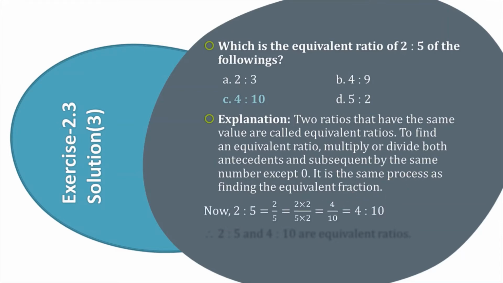Now 2:5 equals to, we can write, because as we know ratio is a fraction, we can write down 2 divided by 5, and the same number we will multiply with the antecedent and subsequent, equals to 2 multiplied by 2, 5 multiplied by 2, and 2 is the same number, equals to 4 divided by 10, equals to 4:10. Therefore 2:5 and 4:10 are equivalent ratios.